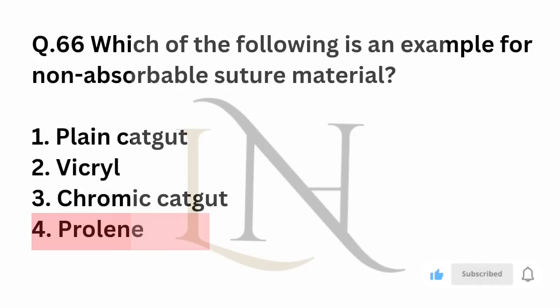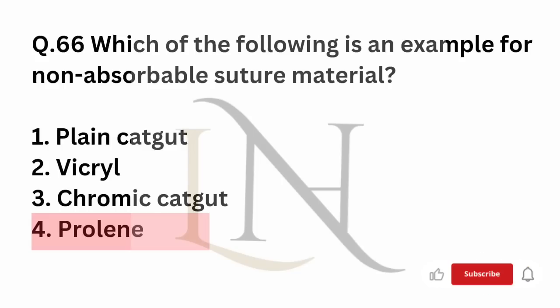Vicryl comes under synthetic absorbable suture. It is violet color. It will absorb within 2 weeks. And chromic catgut comes under natural absorbable suture. It is a brown color and absorbs within 90 days.